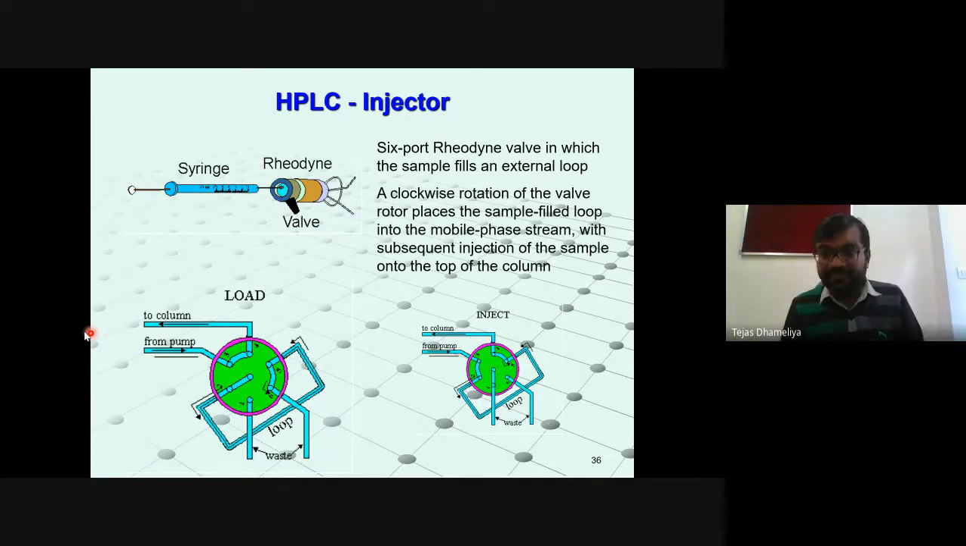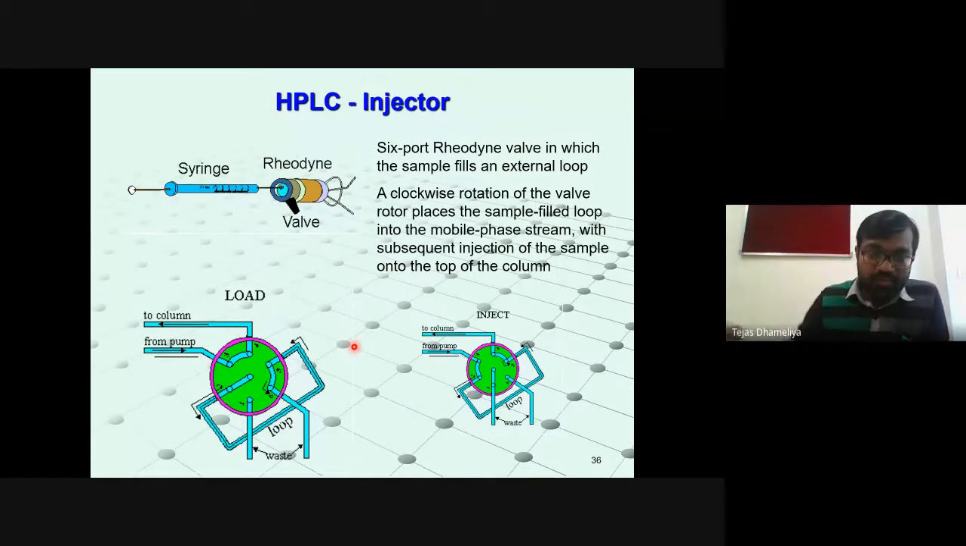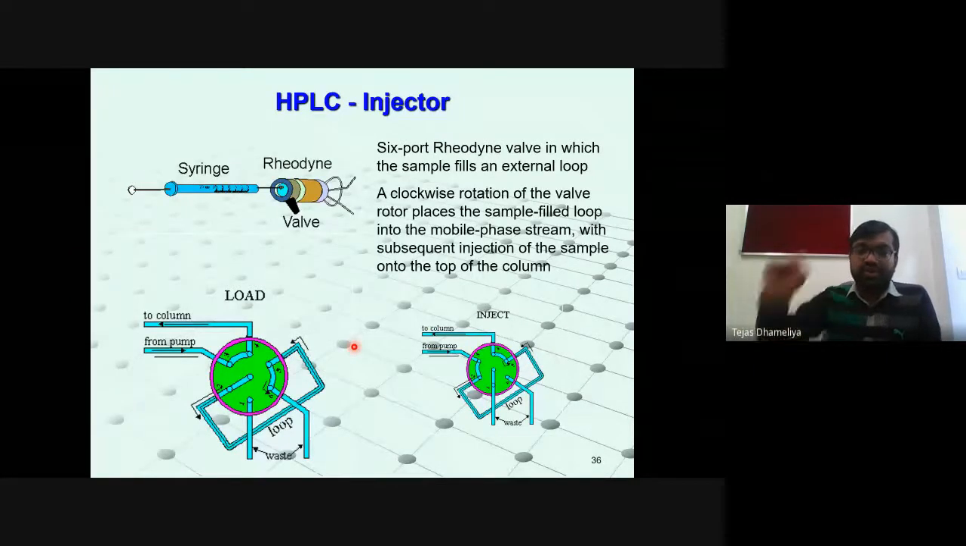Once you inject, the connection that was there will become a disconnection, and the disconnection will become a connection. So the solvent is coming from the pump, moving to 3, 2, then coming to this loop, and then moving to 5, 4 and towards the column. This way, whatever sample was filled in your loop has moved towards the column. So this is simply load and inject.